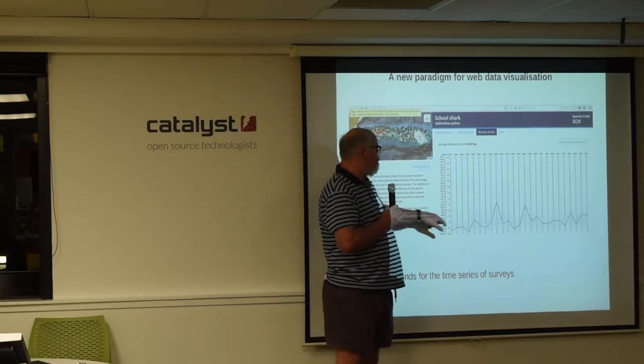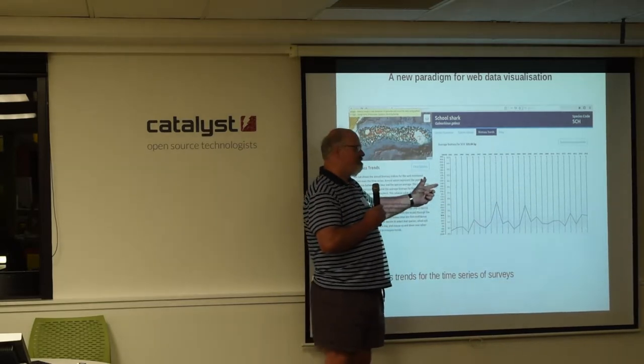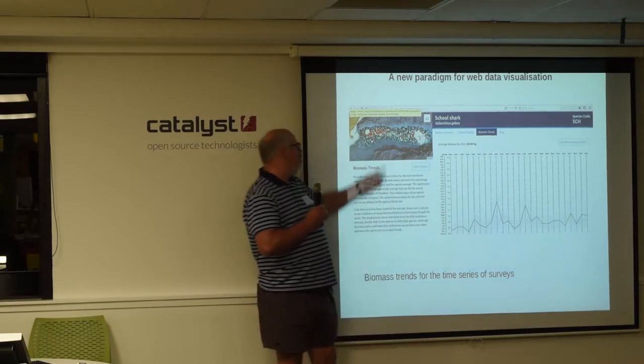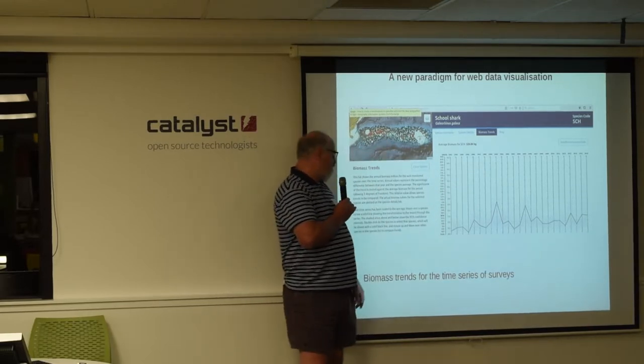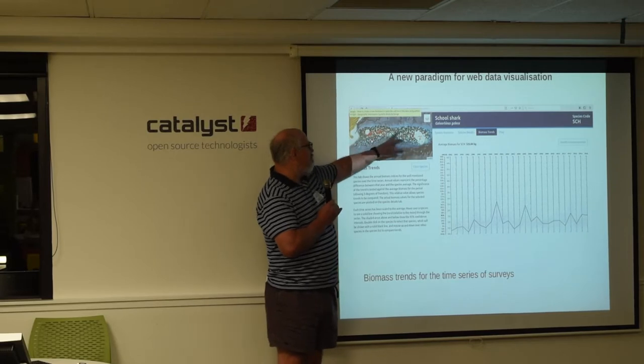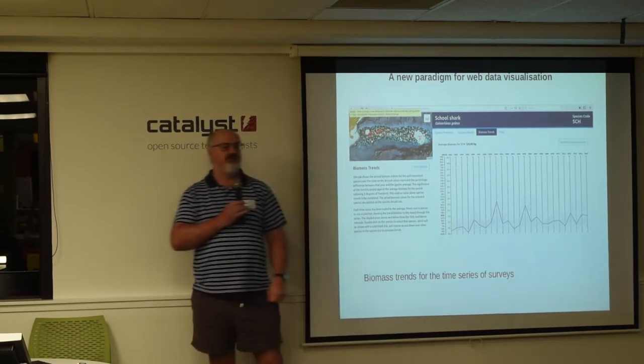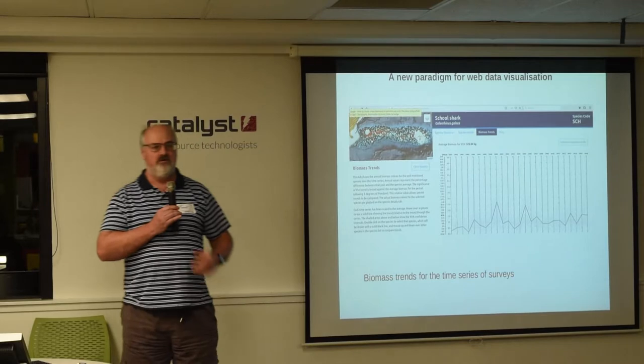You can move up and down to compare a different one with it. You can control click to have two and compare three of them. The map is now showing a difference of presence absence. So you can see not only where something was caught, but where it wasn't caught.